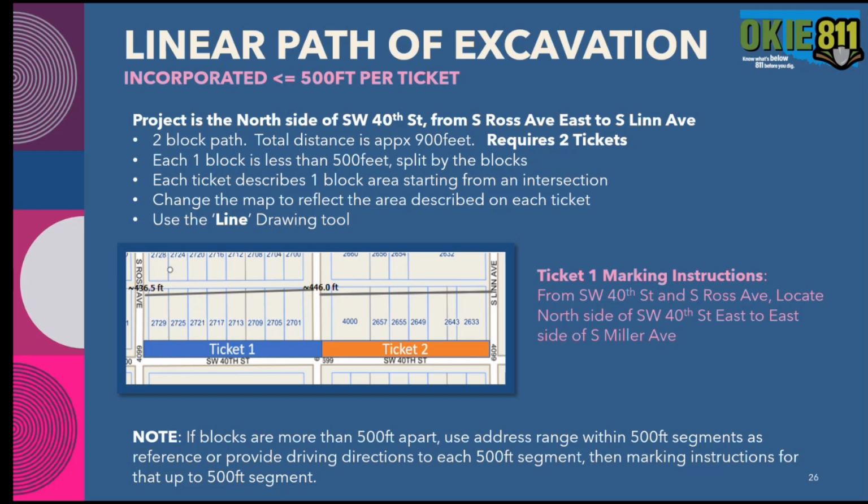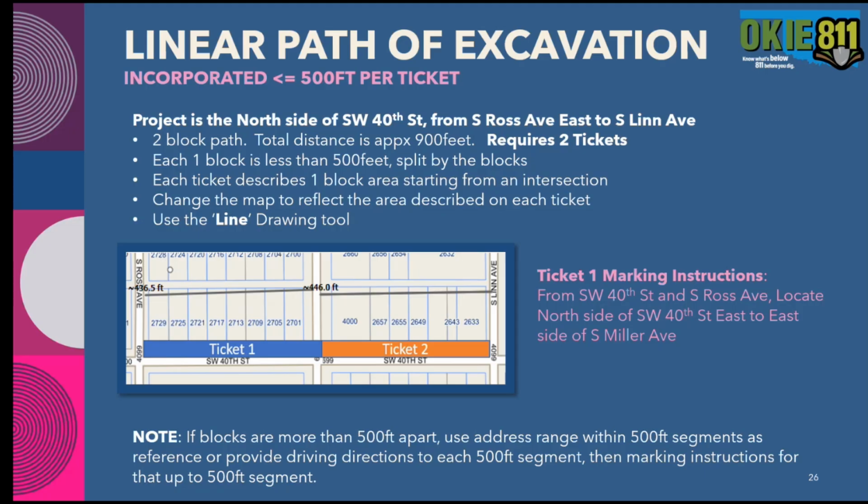So each ticket will be its own standalone ticket and will describe 1 block area starting from the intersection. You'll need to be sure you change the map to reflect that area described on the ticket, and you can use the line tool in this example because it's a linear path of excavation.